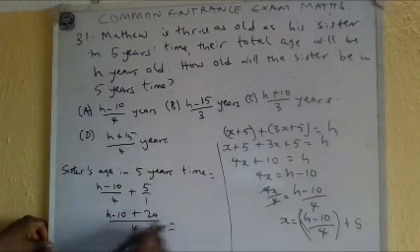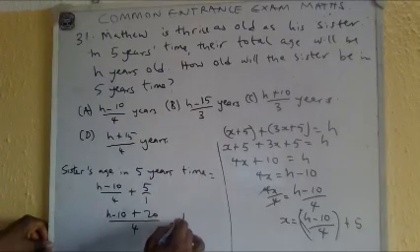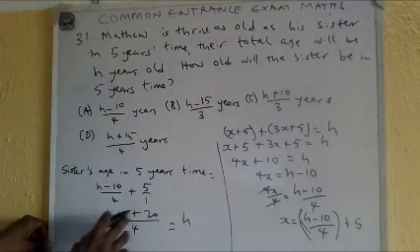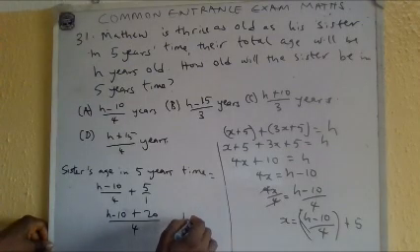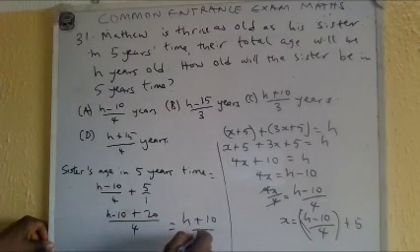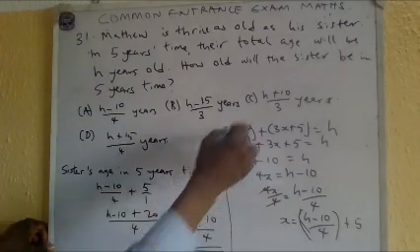So the answer: h minus 10 plus 20 is h plus 10, because 20 minus 10 is 10, over 4. So this is the answer.